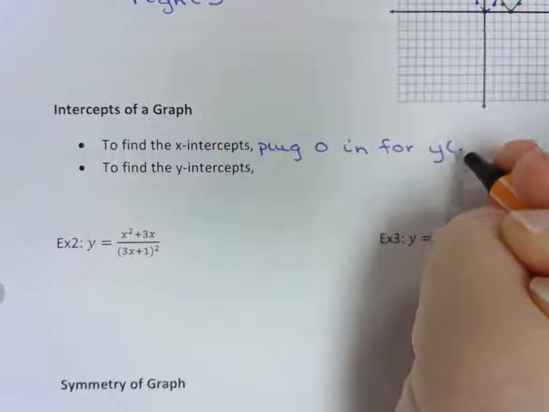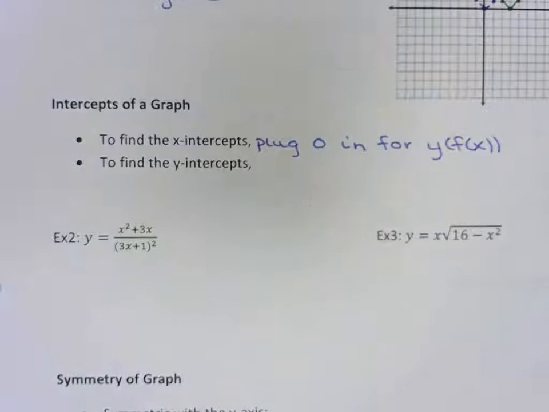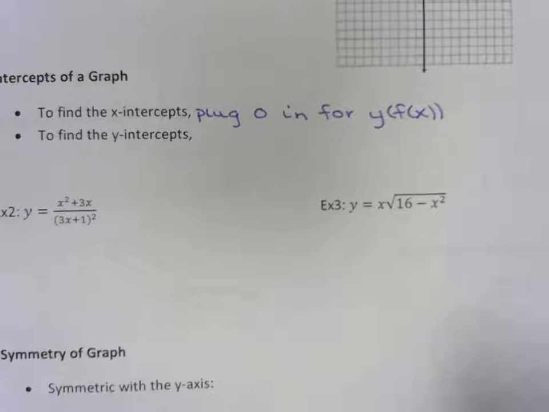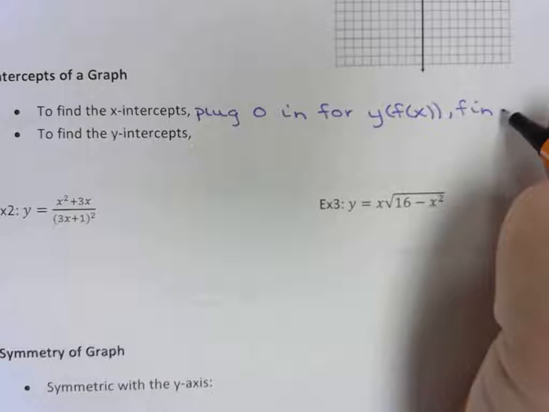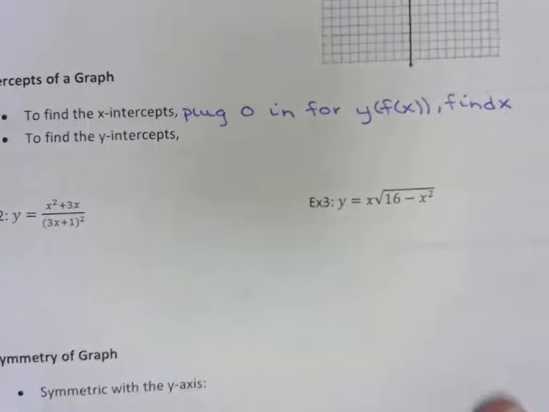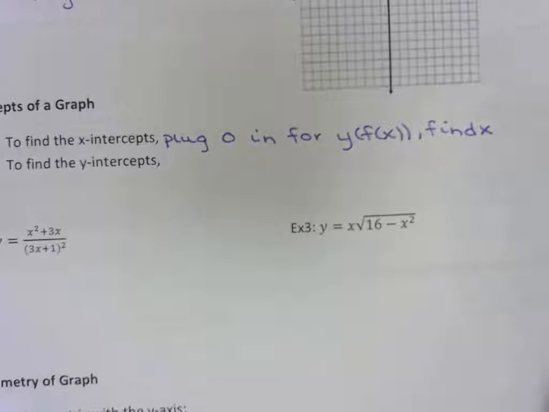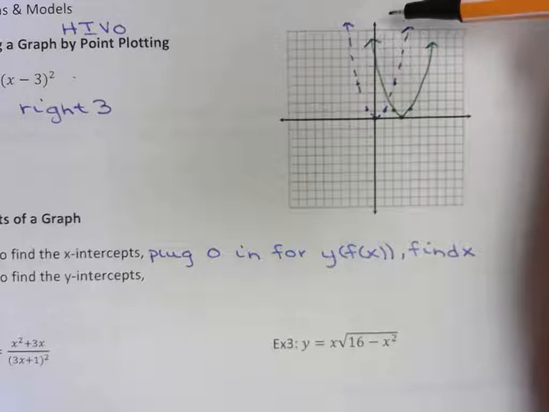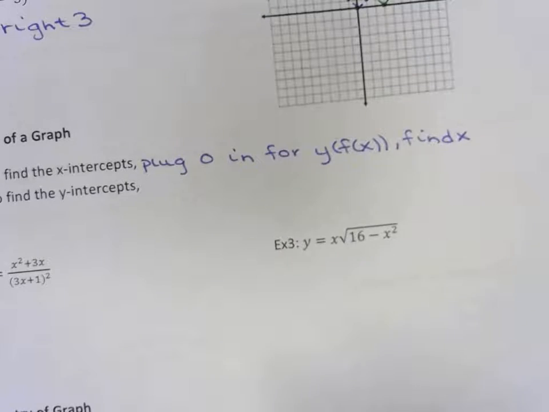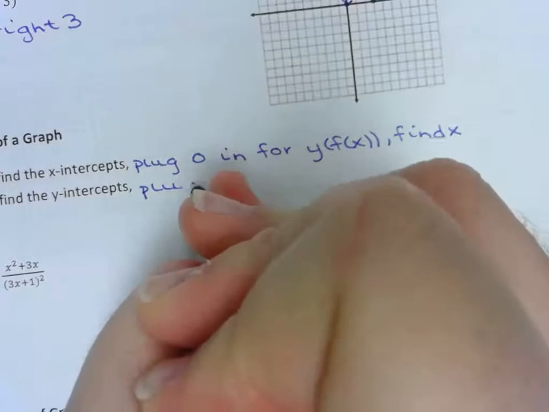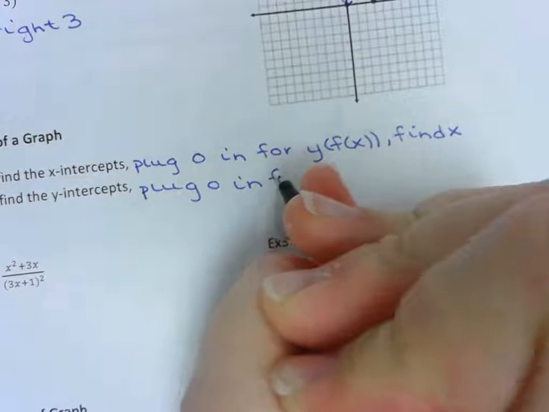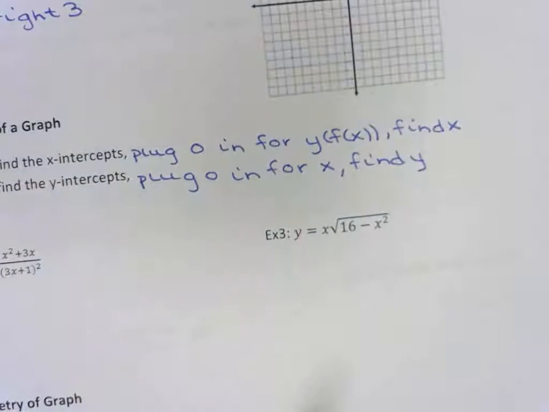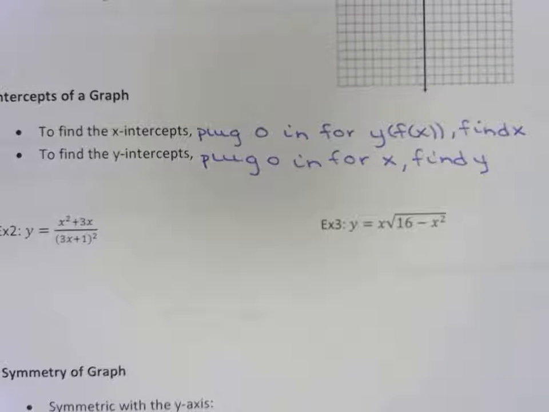For y, or you might see it written as f of x. Either one, they're the same thing. So you're going to plug 0 in for y or f of x if it's in function notation, and then I want to find x. If I want to find the y-intercept, which means, okay, I have some point on the y-axis, because I want to know what point does it cross the y-axis, my x value always has to be 0. So we're going to plug 0 in for x and find y. You've done this before. It might have been a little while since you've done it, but that's how we find the x and y intercepts.